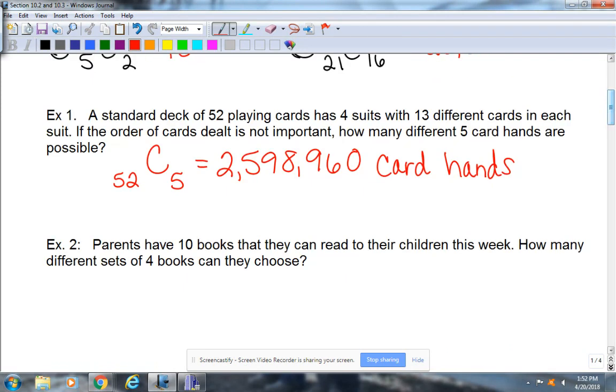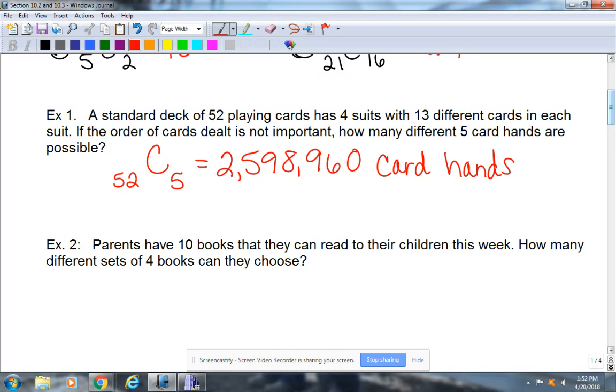All right, here's another combination example. Parents have 10 books that they can read to their children this week. How many different sets of 4 books can they choose? Okay, so it doesn't matter which order they do them in. They just have to choose 4 books. So that's why it's a combination, because it does not matter which order they're in.